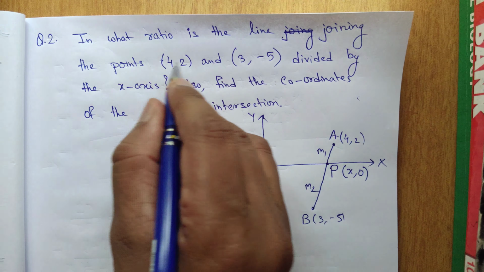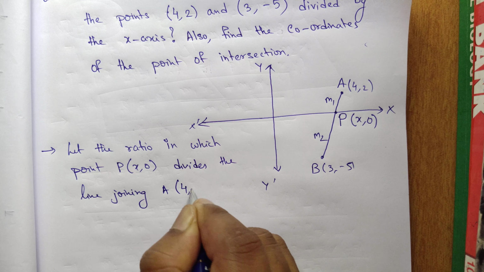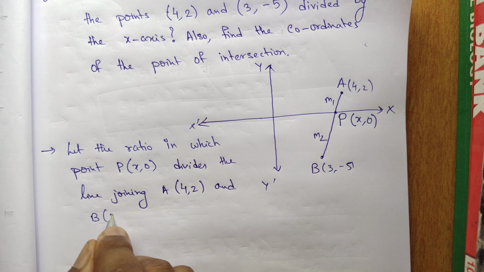So we will write, let the ratio in which point P (x comma 0) divides the line joining A (4 comma 2) and B (3 comma minus 5) be m1 is to m2.